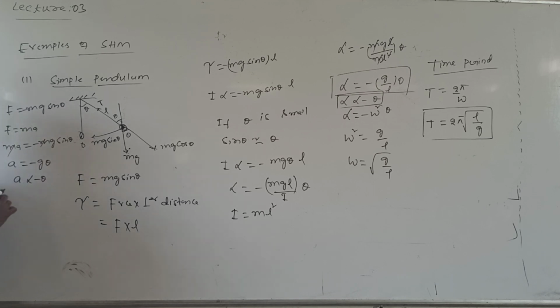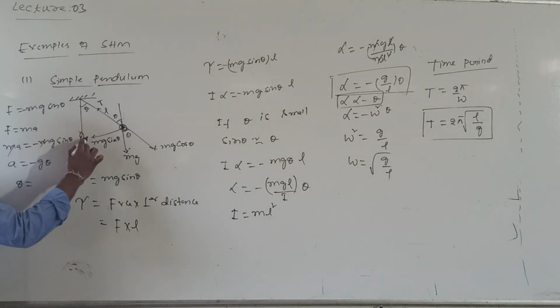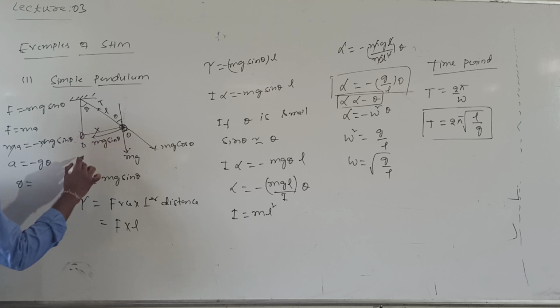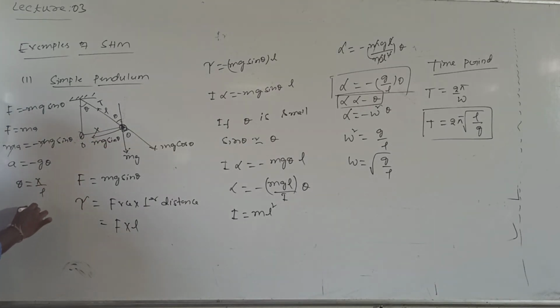And theta can be written as theta is equal to the length of the arc divided by radius. So length of the arc divided by radius value, what will I get? x divided by L. Theta is equal to x divided by L, from here to here the displacement value x divided by L. So from this what can I write? Acceleration a is equal to minus g by L into x. So a is directly proportional to minus x.